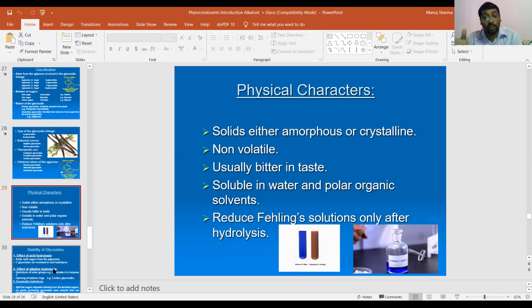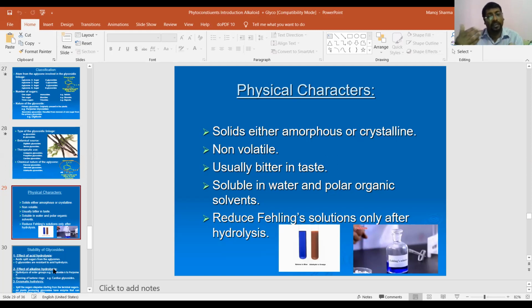The sugar portions are soluble in water, and they are soluble in polar organic solvents also. This solubility makes them very favorable for therapeutic actions, because the aglycone portion is not soluble in water while the glycoside portion is soluble in water, which makes them soluble in both categories of solvents, polar as well as non-polar, water as well as organic solvents.